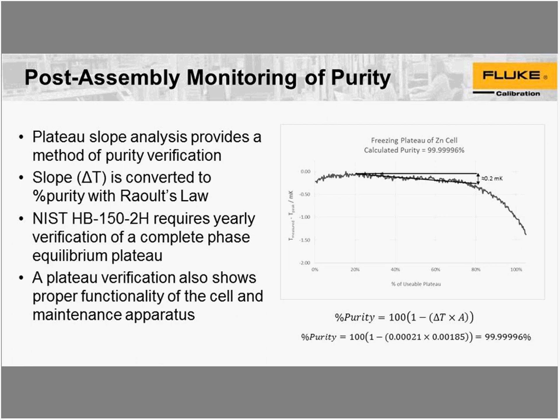Handbook 150 from NIST requires a yearly verification of a complete phase equilibrium plateau. In other words, if you're using your fixed point cells for traceable measurements, then once you do a plateau test like this, you verify that the plateau works as you expect and that it's suitable for the work you need to use it for. You can also calculate the slope of the plateau to find out what delta T is, because this delta T value should be in your calibration uncertainty analysis. You calculate the purity to continue to monitor whether the impurity changes, but the main thing you derive from doing this yearly is measuring delta T or plateau stability of the cell to make sure nothing is changing and the uncertainty analysis is intact.